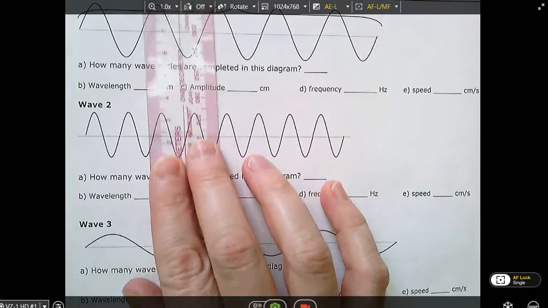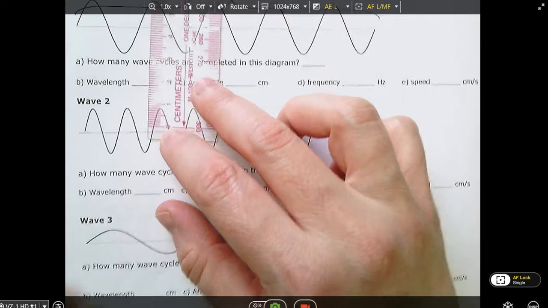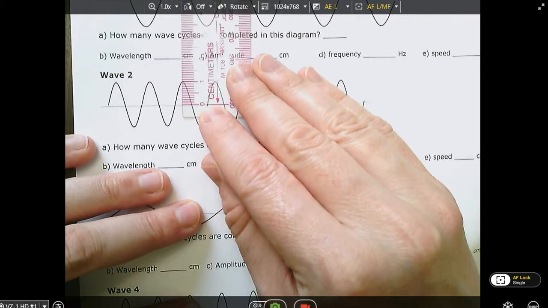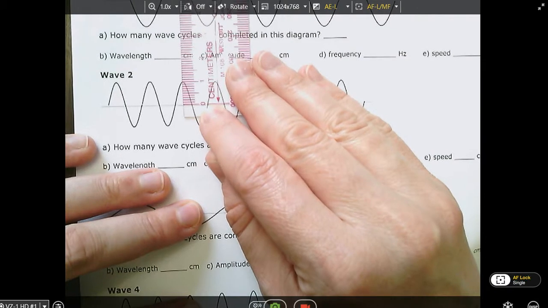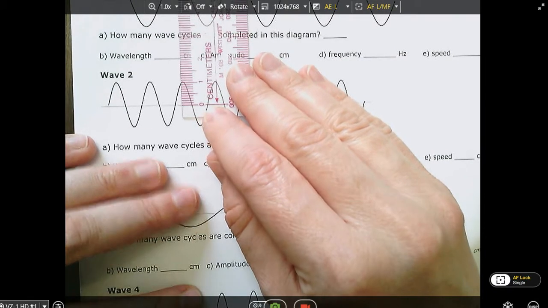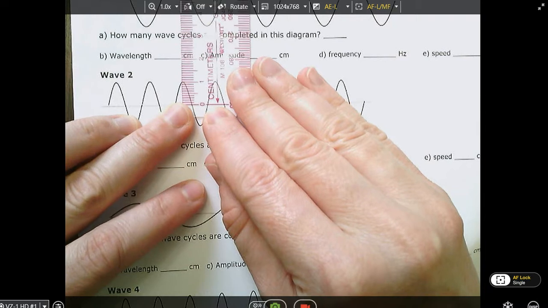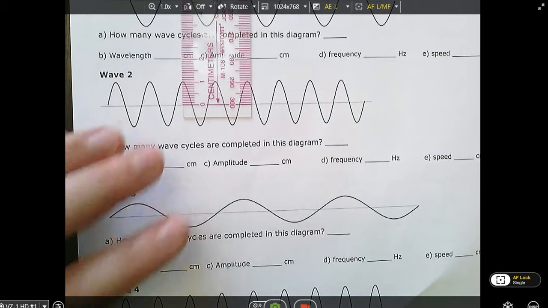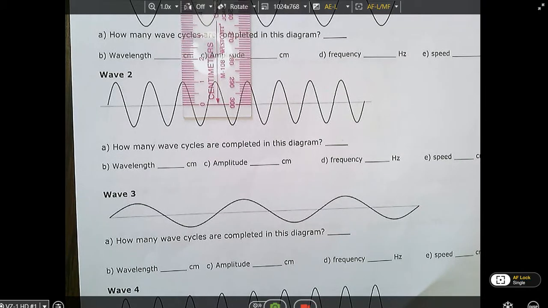Wavelength, amplitude is the height of a wave or the depth of a wave. So you need to measure from that equilibrium point. If we're looking at wave 2 and putting the 0 mark right on that equilibrium point, I'm going to measure to the top. So wave 2, I hope you can see the top of that wave is right at 1 centimeter.